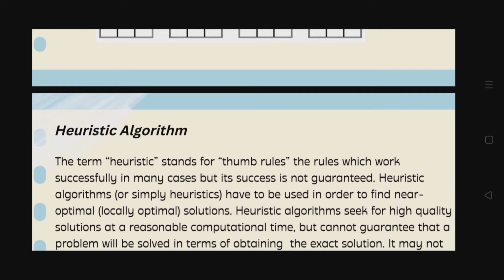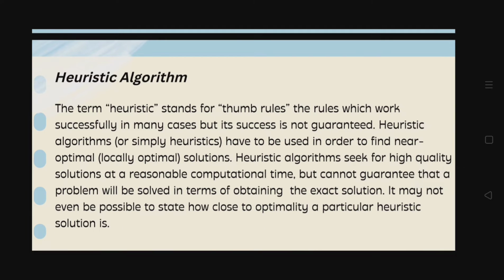This algorithm is called a heuristic algorithm. The term heuristic stands for rules of thumb, the rules which work successfully in many cases, but whose success is not guaranteed. Heuristic algorithms, or simply heuristics, are used in order to find near optimal or logically optimal solutions.